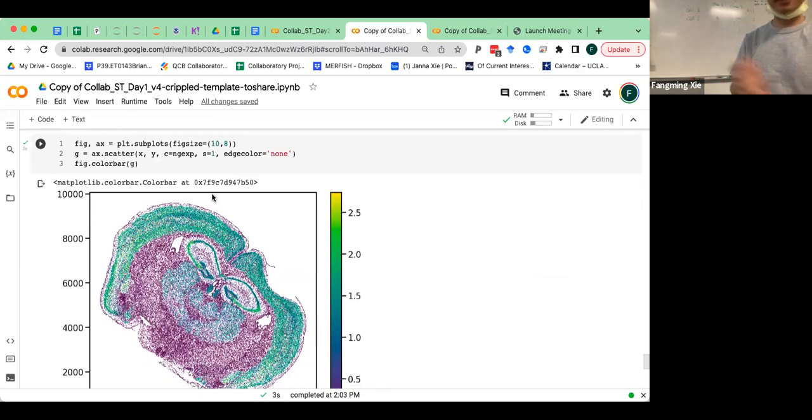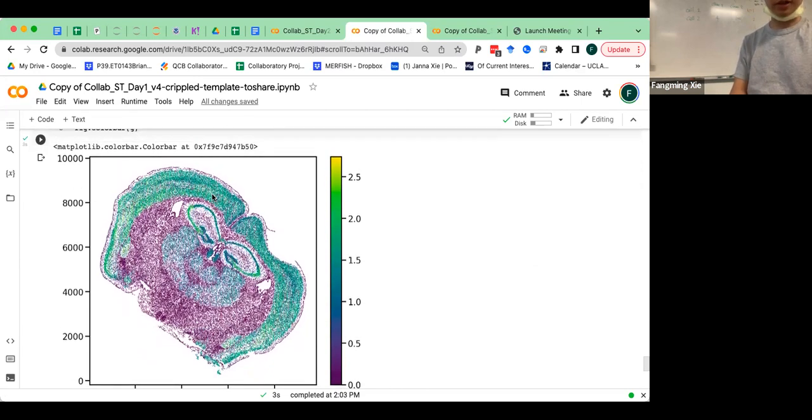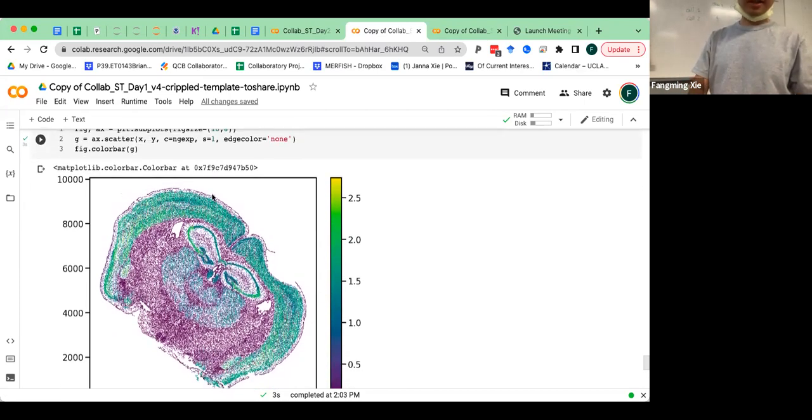So that's a second way of making this plot look better, if you will. The first one is to remove outliers. The second one is normalization, which actually makes the outliers less obvious. Okay, so I'll stick to this.